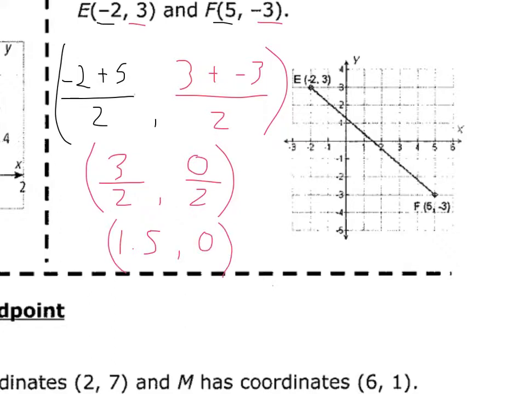Okay, if you go ahead and plot this point, you have 1.5, so you're going to go 1.5 over in the x direction, and you go 0 up in the y direction, and that gives you your point, which is the midpoint of EF.